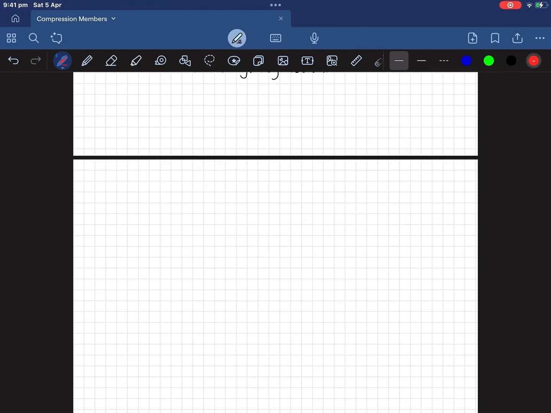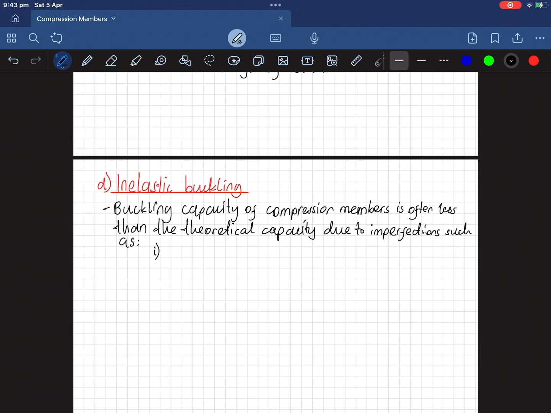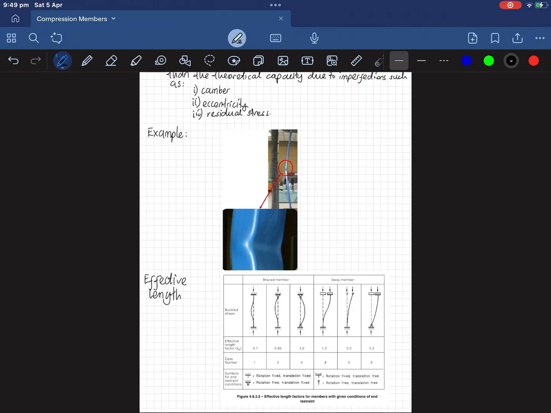Alright, now let's talk about what actually happens in real life, because columns are not perfect. Columns in the real world have all sorts of quirks. Maybe there's a slight curve in the member, which we call camber, or maybe the load isn't perfectly centered, it's eccentric, or maybe the steel has residual stress from the rolling or welding process. All that stuff lowers the capacity of the column compared to its theoretical value, like Euler predicts. This is what we call inelastic buckling.